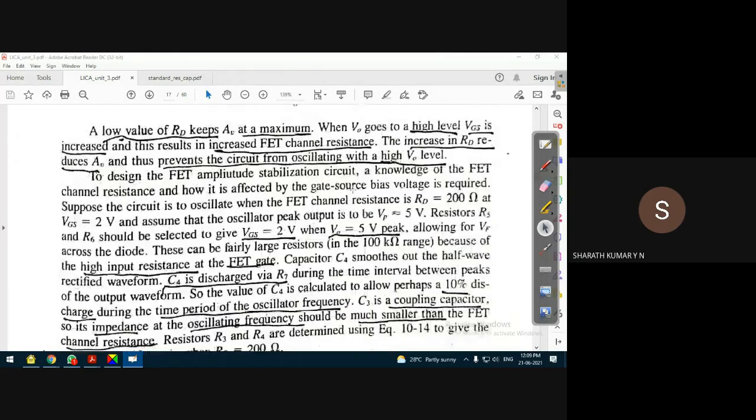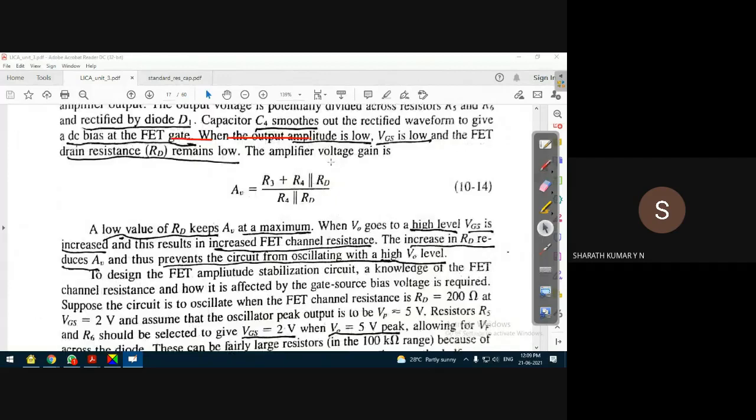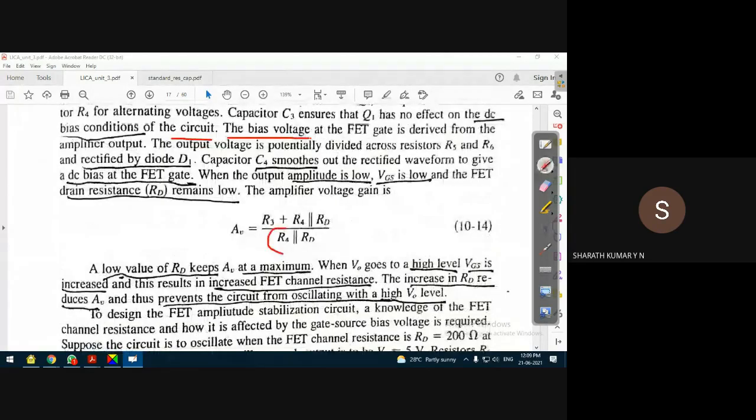So that is explained here. The low value of RD keeps voltage gain at maximum. Why? Because a low value of RD reduces this denominator component. When this denominator decreases, voltage gain increases. So that's what basically we want.